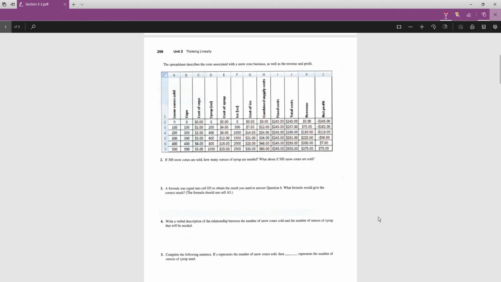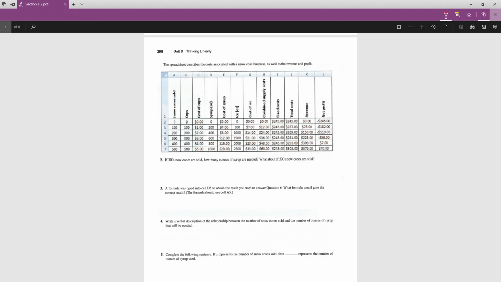They give us a spreadsheet that shows us the costs associated with running a snow cone business, as well as the revenue and the profit. Number 2 asks us if 300 snow cones were made, how many ounces of syrup are needed? So you want to take your finger and trace. And my highlighter's not working, so we'll forget that. We won't use the highlighter for now.